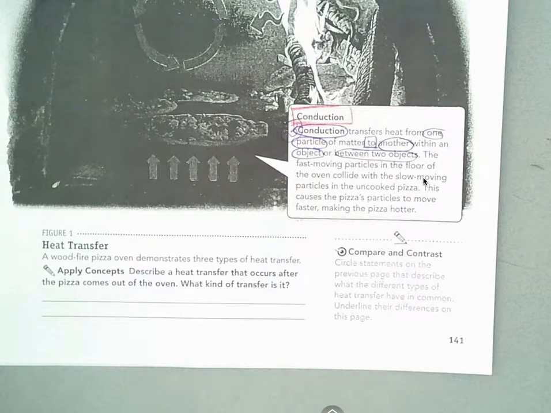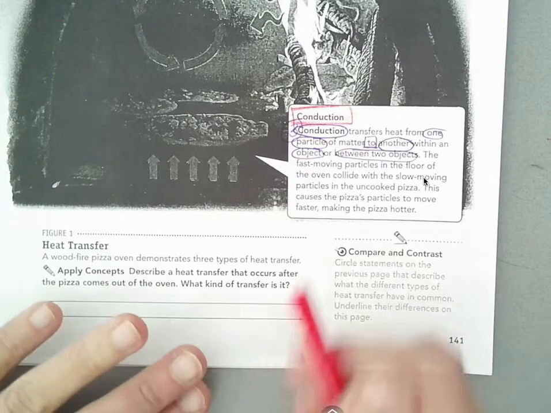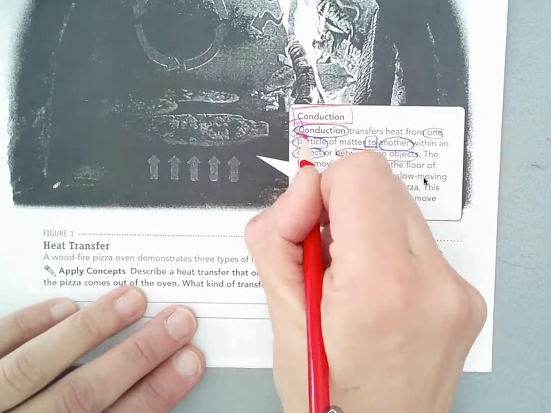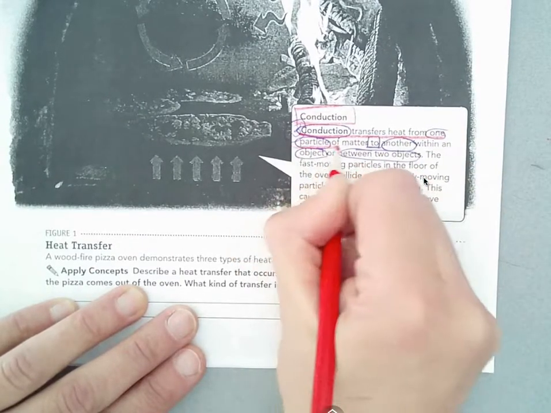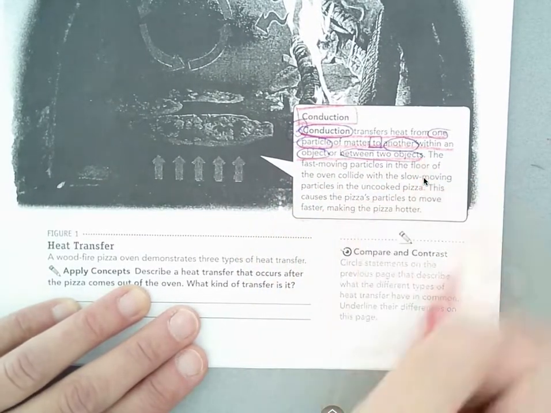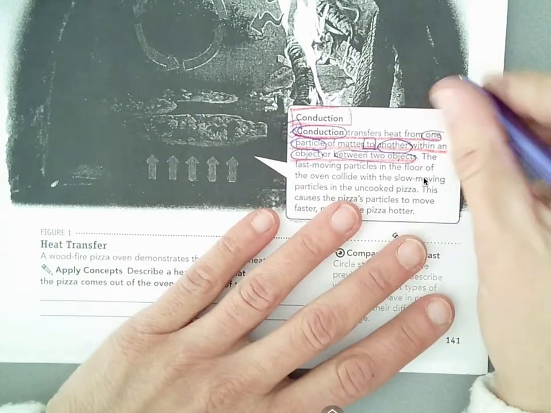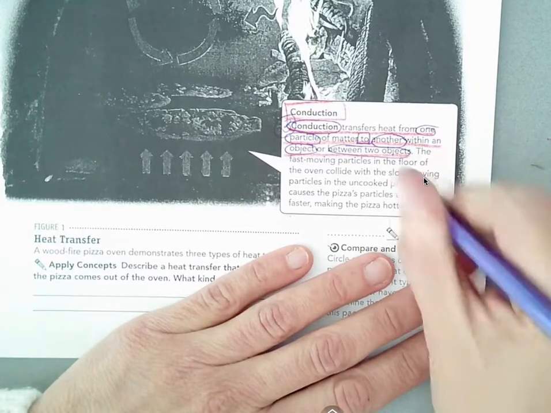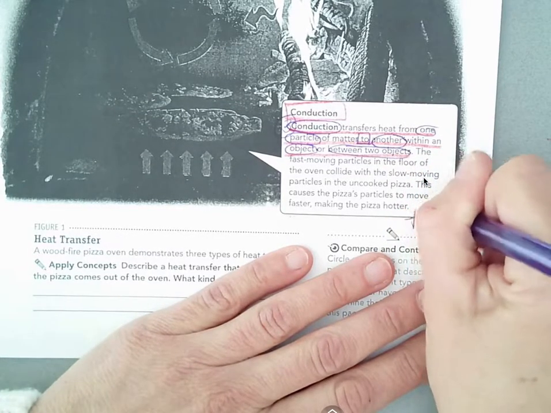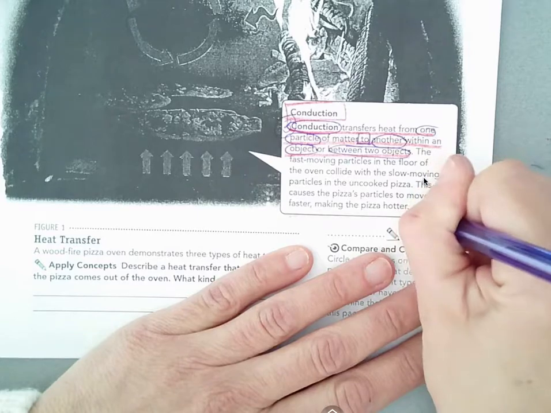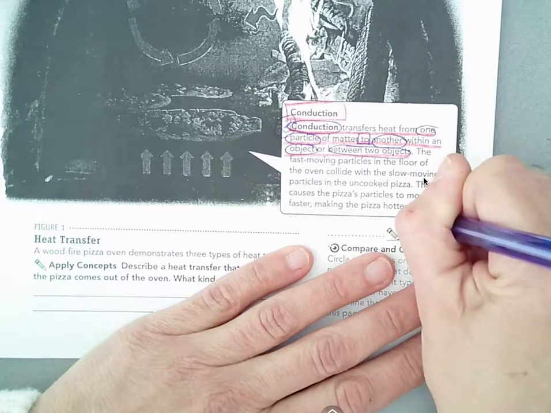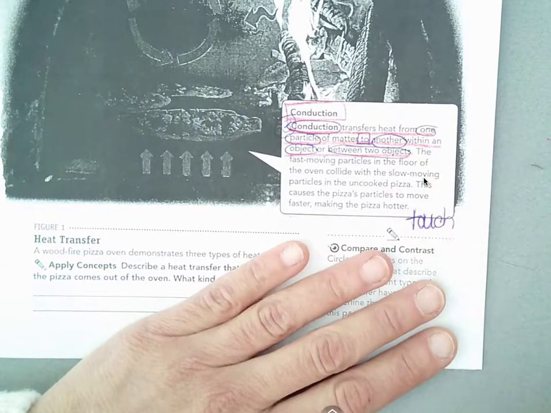Now, if we're going to underline something, it kind of makes sense what we should underline. So underline your sentence now and tell us what sentence you underlined. You should have underlined conduction transfers heat from one particle of matter to another. Okay? On the side of your paper, or on the bottom here, I want you to write the word touch. Because conduction is all about heat being transferred through two objects touching each other.